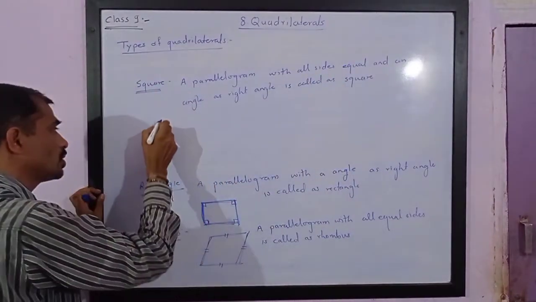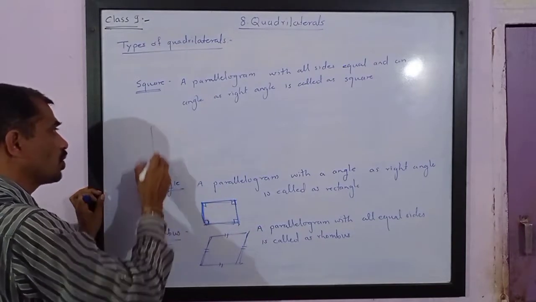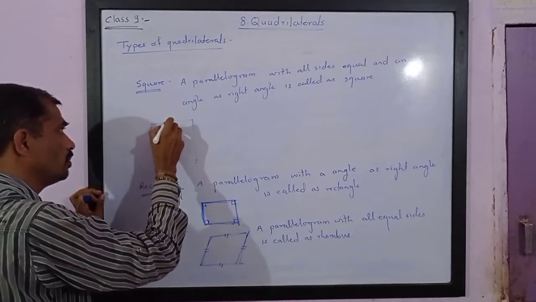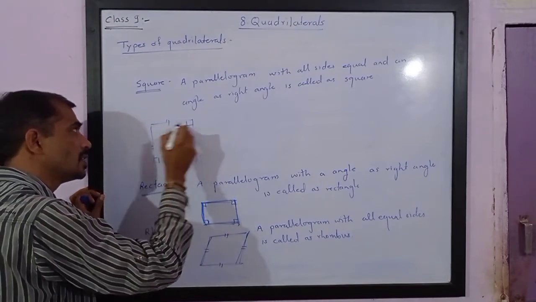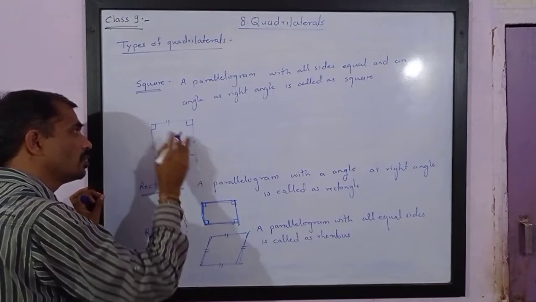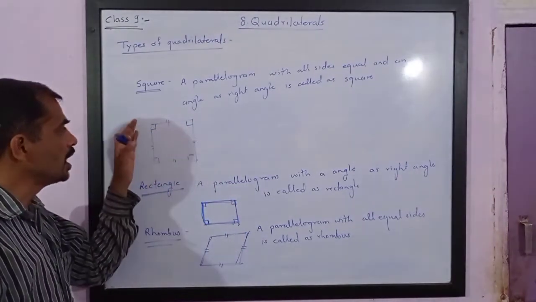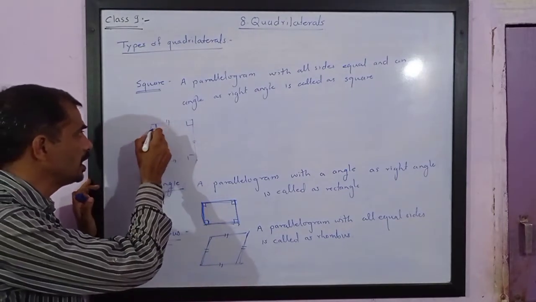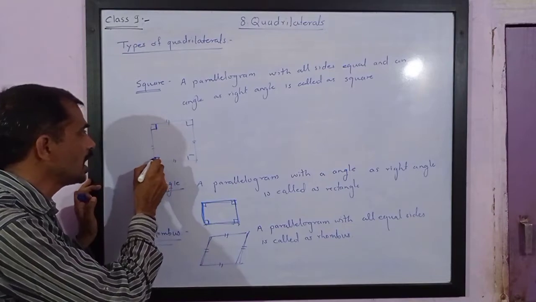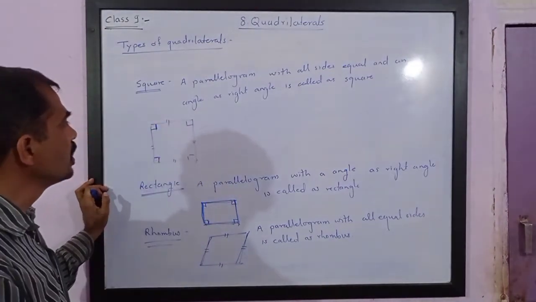Next type of figure. So here you can understand square is having all sides equal and one of the angle is right angle. Other angles automatically become congruent. We are going to study this in this chapter. Opposite angles of every parallelogram are congruent, and we have already studied interior angles are supplementary. So if one of the angle is 90, the other must be 90. It means automatically all angles become right angle.